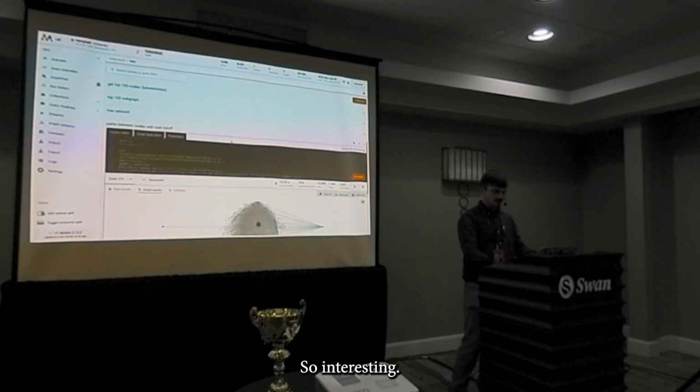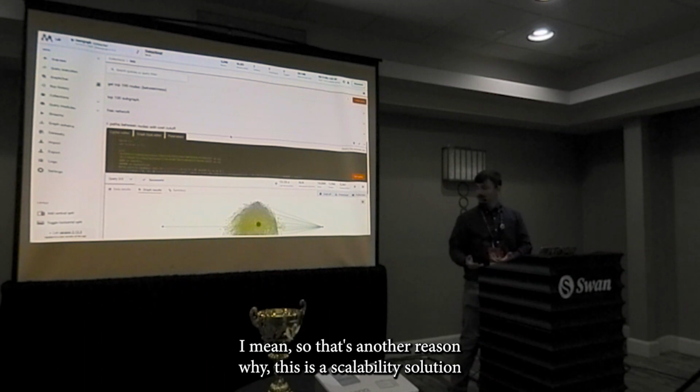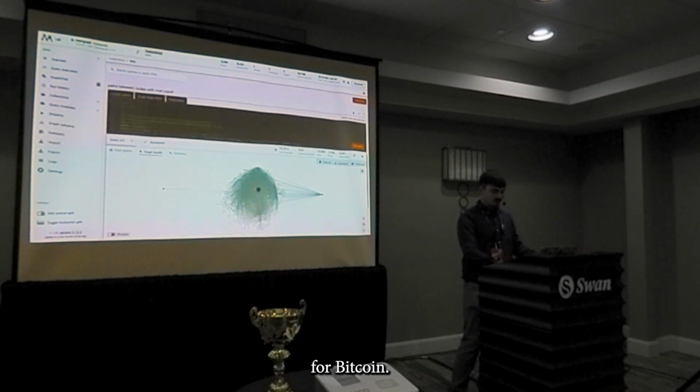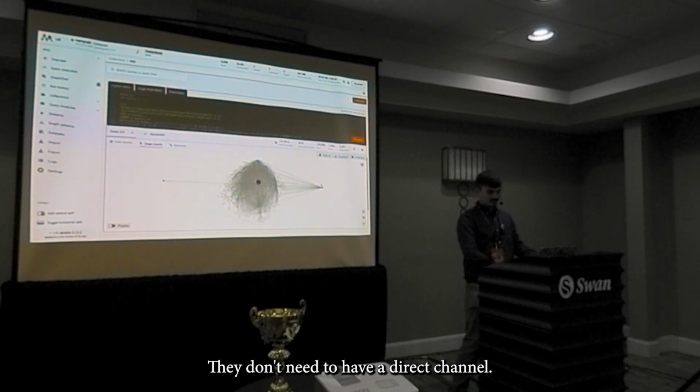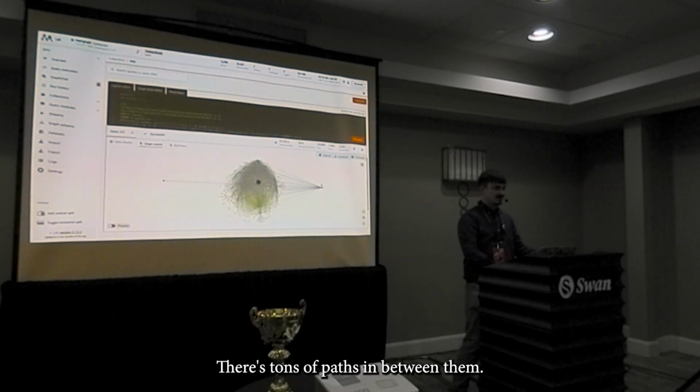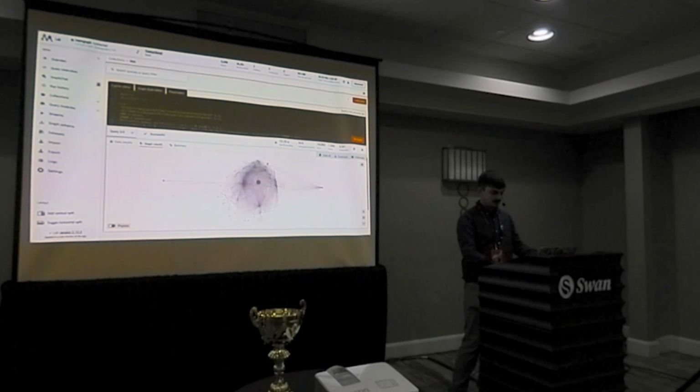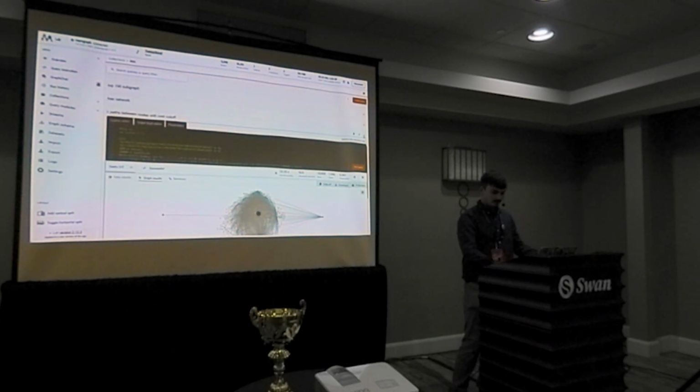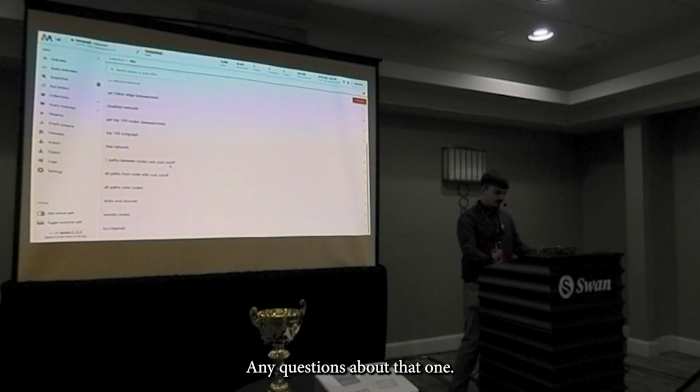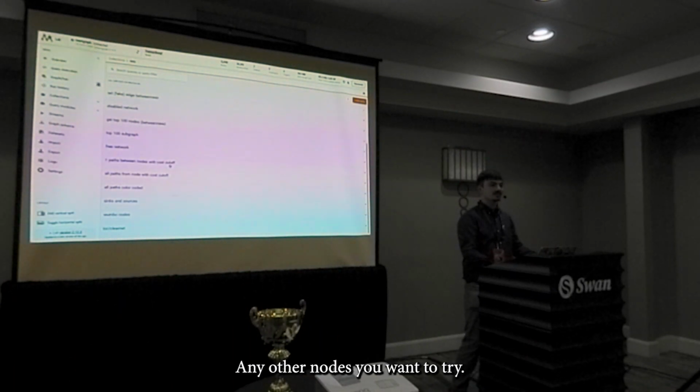Yeah, so interesting. That's another reason why this is a scalability solution for Bitcoin. They don't need to have a direct channel. There's tons of paths in between them. One of them's got to work, right? Any questions about that one? Any other nodes you want to try?